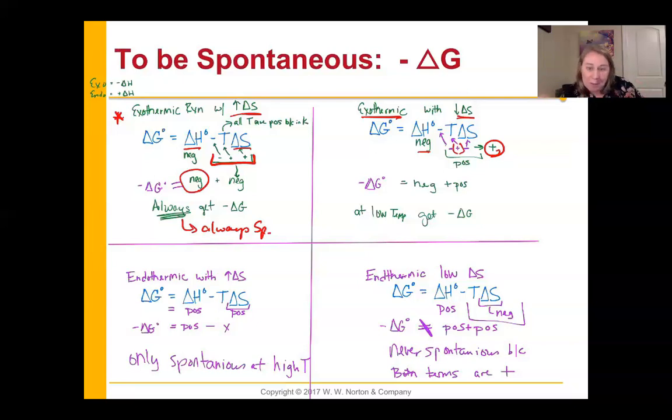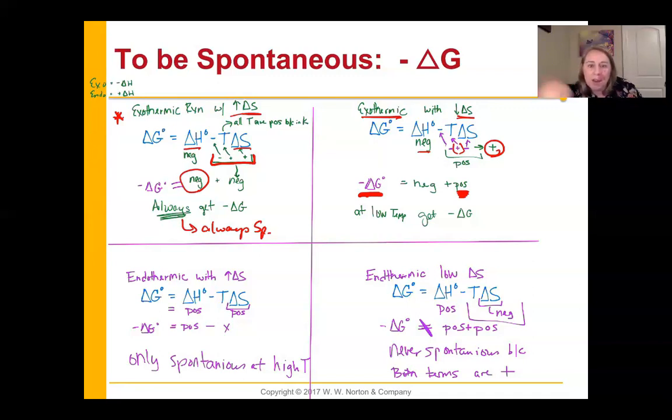So a negative plus a positive. Here it gets tricky. The only way you're going to get a negative delta G is at really low temperatures, because if your temperature is low, this positive value is going to get smaller and smaller, and so you have a more likely chance of delta G being negative. And I'll show you one more. If you think this out logically, you don't have to memorize anything. So what if both terms are positive?